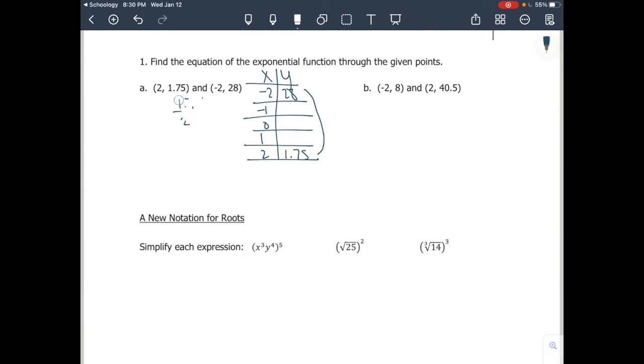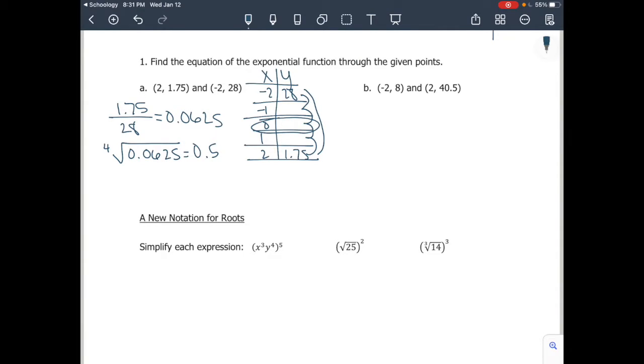1.75 divided by 28 equals, oh, I don't have any space. Let me make it a little bit further out. 1.75 divided by 28 equals 0.0625. And then I've got to figure out how many hops. So I have 1, 2, 3, 4. So I'm going to take the fourth root of 0.0625. And you should get 0.5. So that's your multiplier.